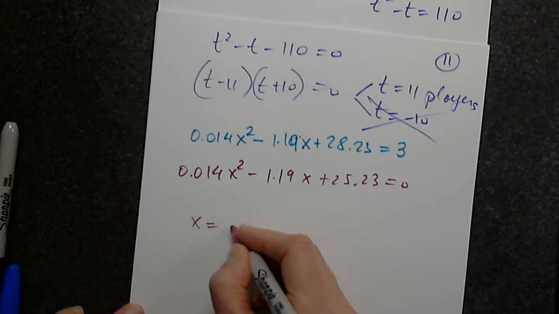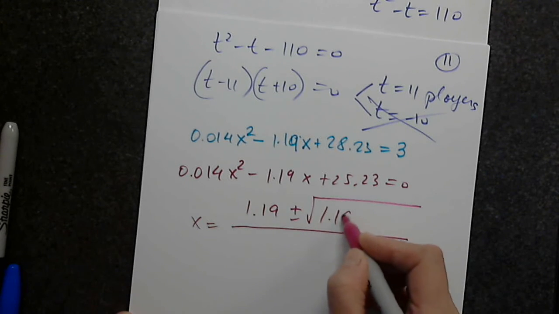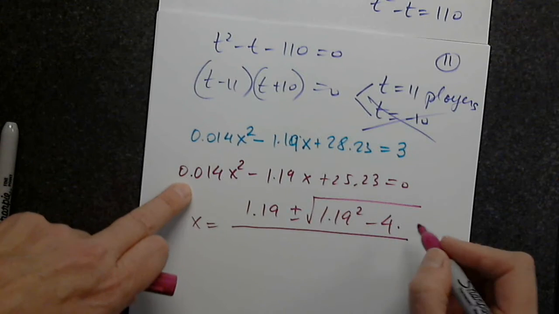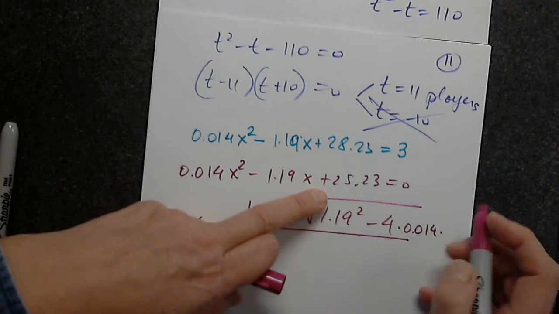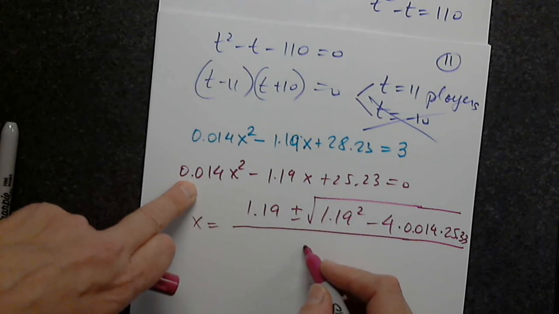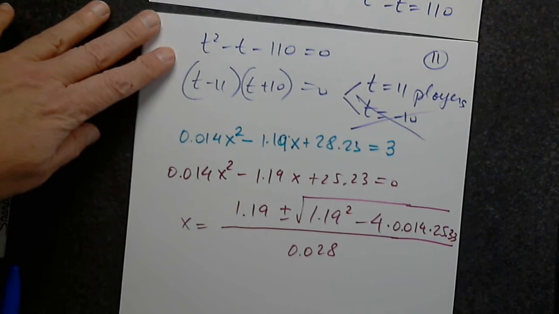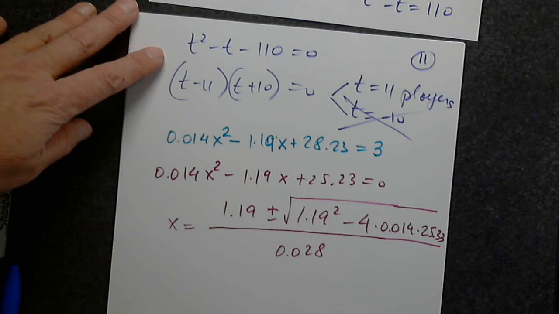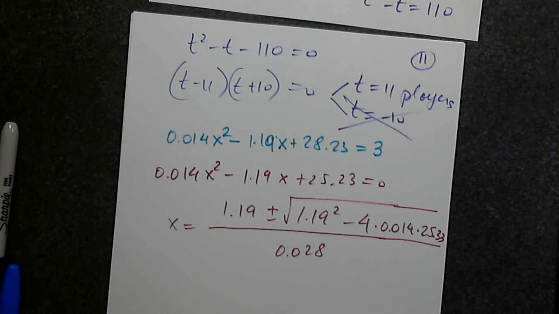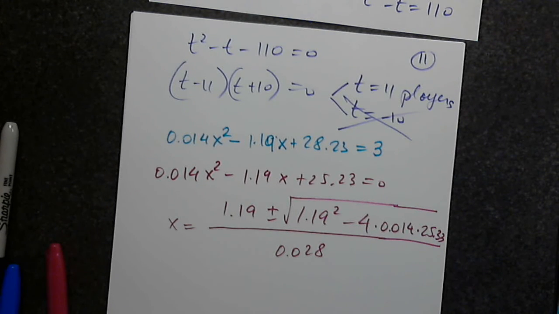And then the quadratic formula, 1.19 plus or minus the square root of 1.19 squared minus 4 times 0.014 times 25.33, divided by 2 times this, 0.028. Question. Yes? Would it be possible to multiply everything by 10 to get rid of those messy decimal numbers? Yes, you could. But still, you need 1,000 to eliminate all of them. At least you'd be dealing with whole numbers. Yeah, that's fine too. Okay, let's see what we get.